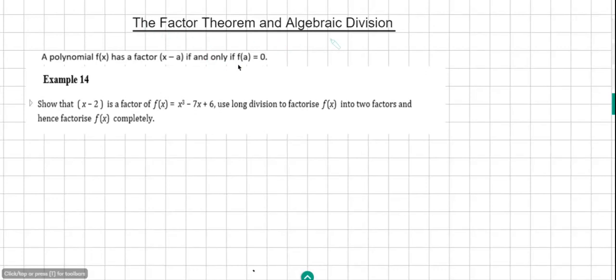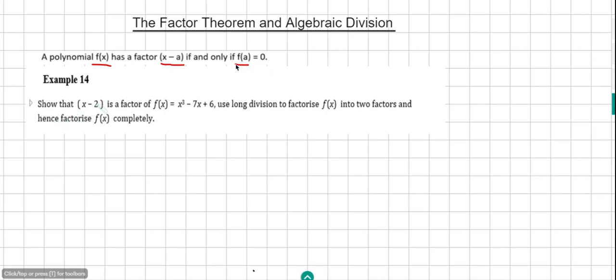We're now going to look at the factor theorem and algebraic division. So the factor theorem states that a polynomial f of x has a factor x minus a. In other words, we can factorize it, and one of the brackets will be x minus a if and only if f of a is equal to 0. So that means that a is a numerical value, and if we replace x in our polynomial, then we should get 0 as the answer.